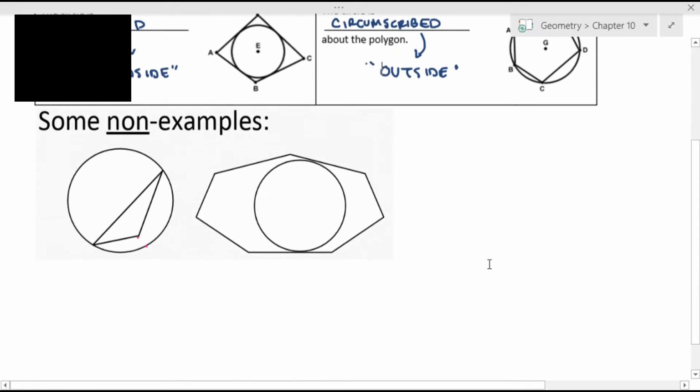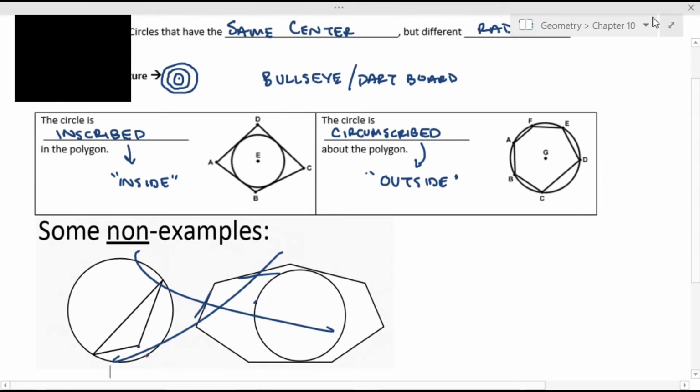These are some non-examples. This shape is a circle, but not all of the vertices touch the circle, and this shape looks like it could be inscribed, but not all of the sides touch the circle. So these are non-examples. They are not inscribed or circumscribed.